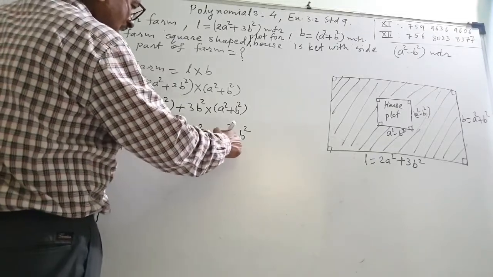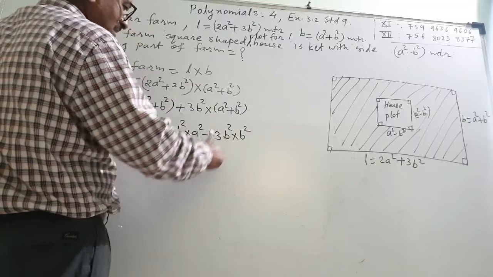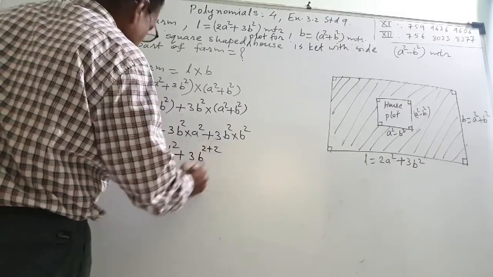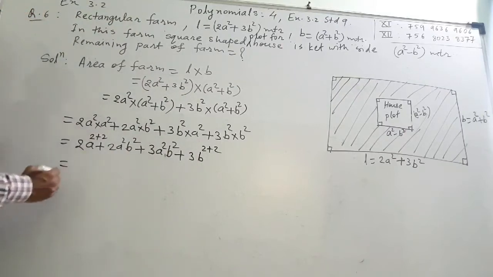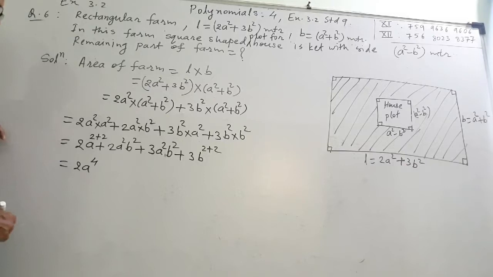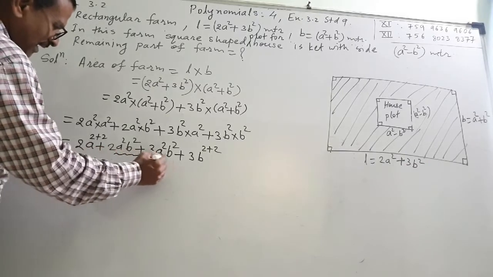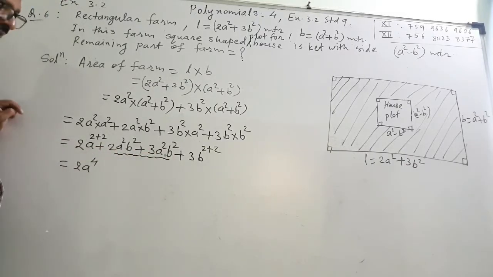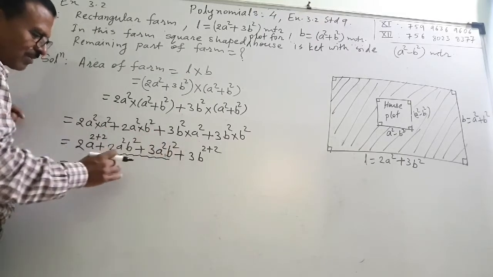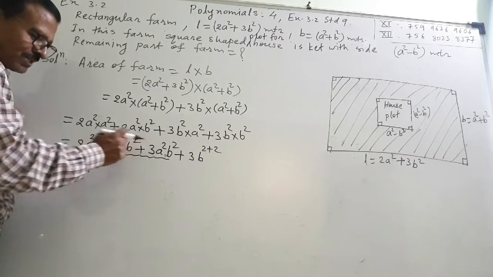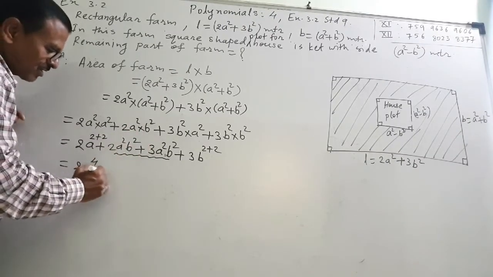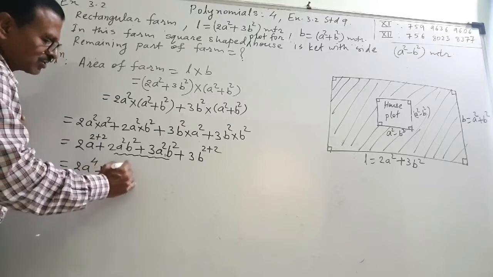So these 3 and here 1, 3 1s are 3. b square into b square is b raised to 2 plus 2, so that is equal to b raised to 4. Now these two are the like terms, a square b square. If I take a square b square common, in the bracket it will remain 2 plus 3. So 2a square b square plus 3a square b square is equal to 5a square b square.